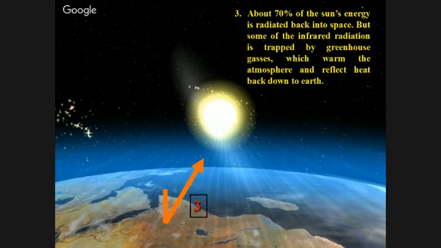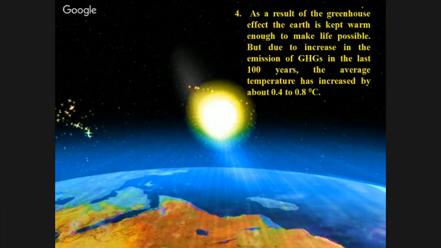In a normal case, about 70% of the sun's energy is radiated back into space, but some of the infrared radiation is trapped by greenhouse gases, which warm the atmosphere and reflect heat back to the earth. As a result of the greenhouse gas effect, the earth is kept warm enough to make life possible, but due to the increase in these gases, the average temperature has increased by 0.4 to 8 degrees. Temperature has already increased.